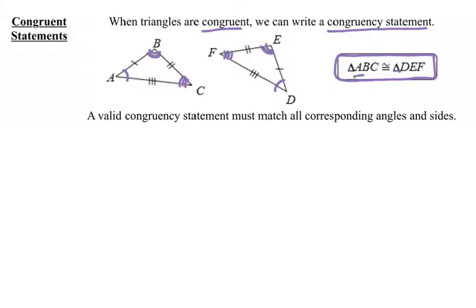Same thing with sides. So look, AB is the first two letters. It corresponds to DE. So AB has one tick mark, DE has two. BC corresponds to EF. AC has three tick marks, which corresponds to FD or DF because it has three tick marks. So the congruency statement tells you which angles are congruent to which angles and which sides are congruent to which sides. So the order matters.